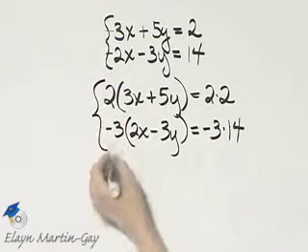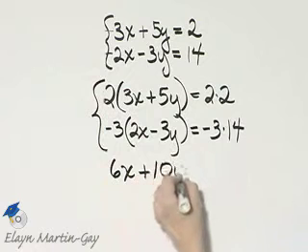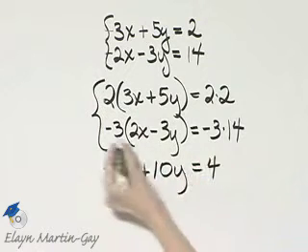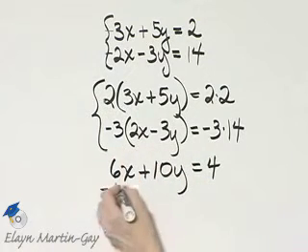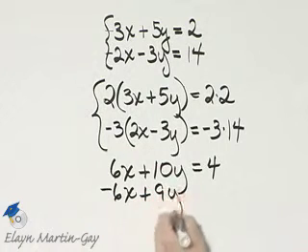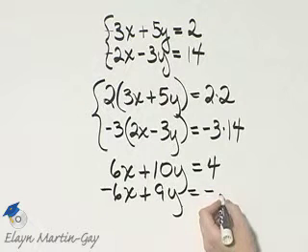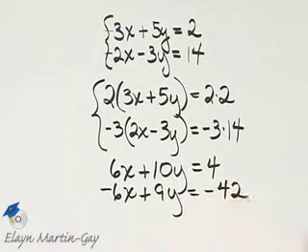If I multiply here, that will be 6x plus 10y is equal to 4. Let's multiply here. Negative 6x, just like I want, plus 9y is equal to negative 3 times 14. That will be negative 42.